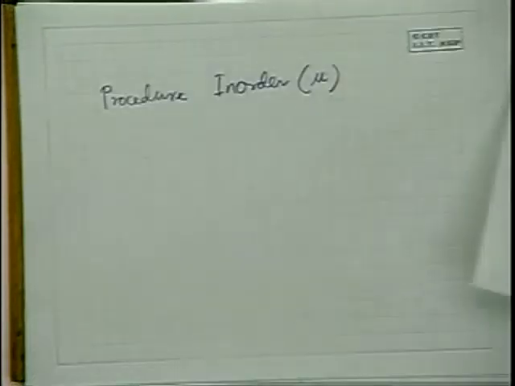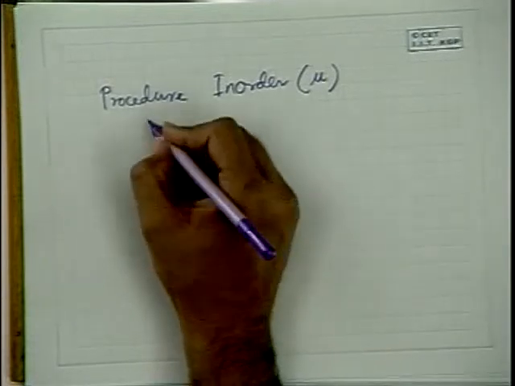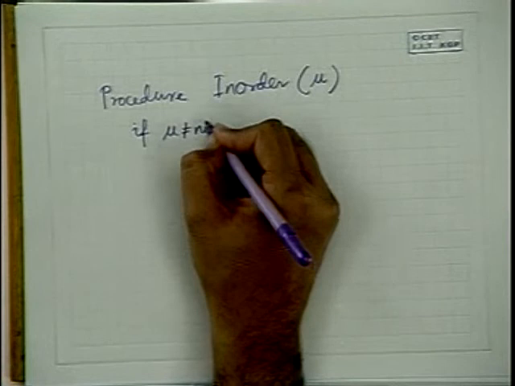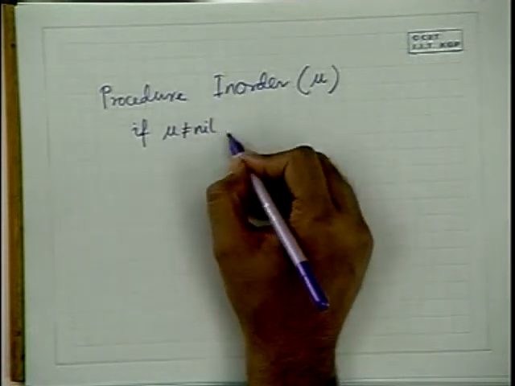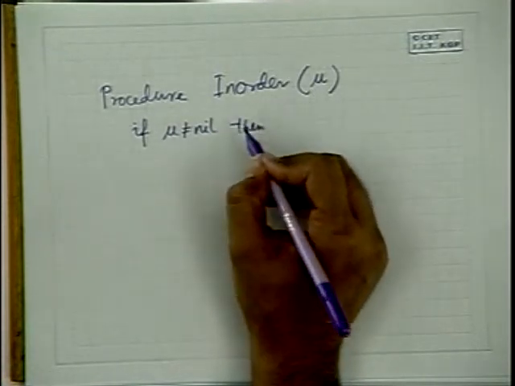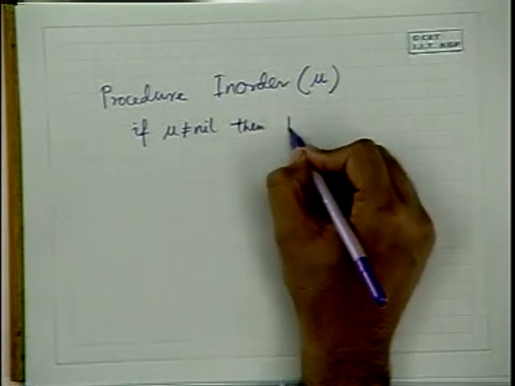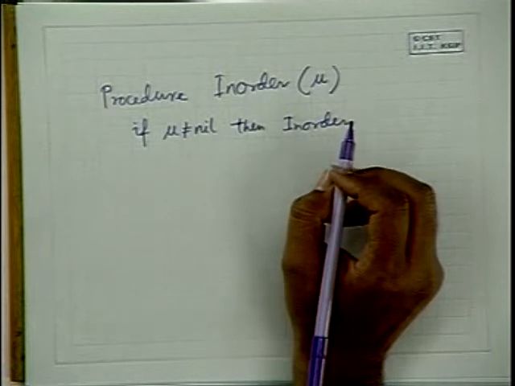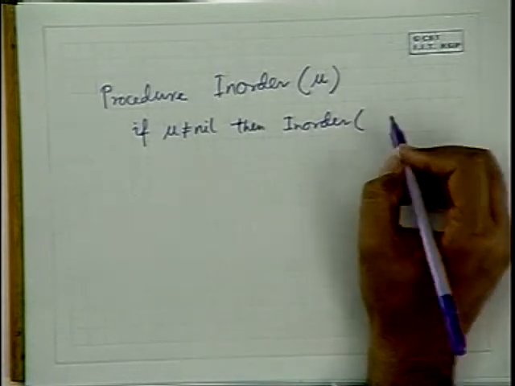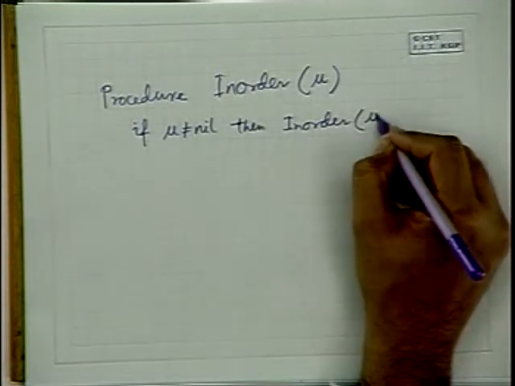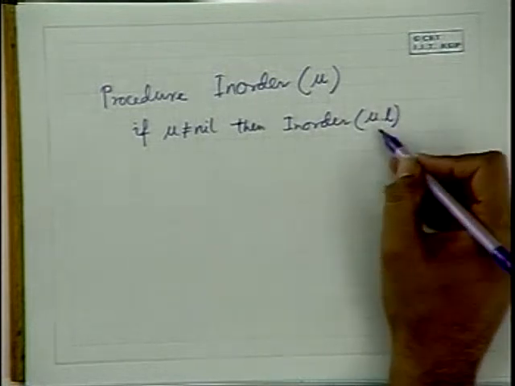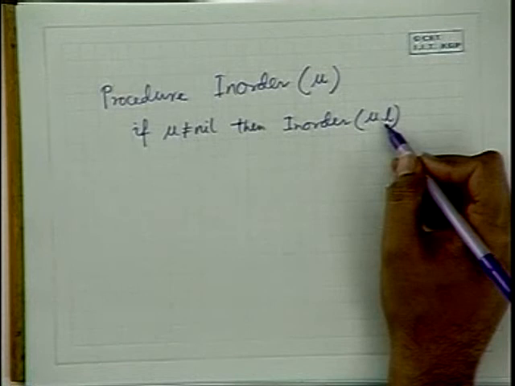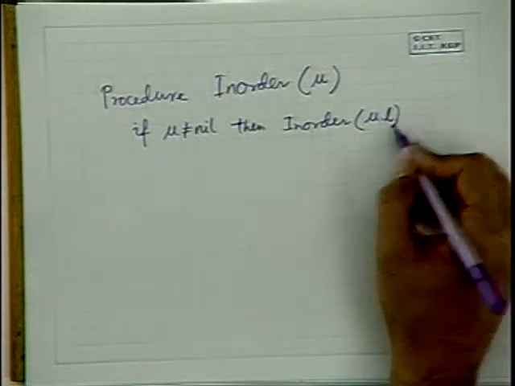So let me write down this procedure, in-order mu. If mu is not equal to nil, that is a null pointer, then you have to call in-order on mu dot L. That will be our notation. Mu dot L will be the left child of mu, and mu dot R will be the right child of mu. Then you print.